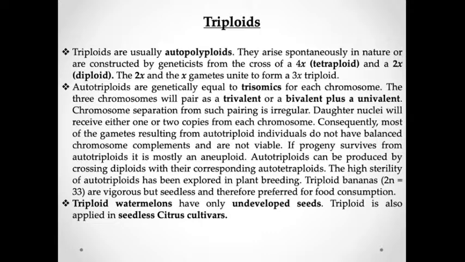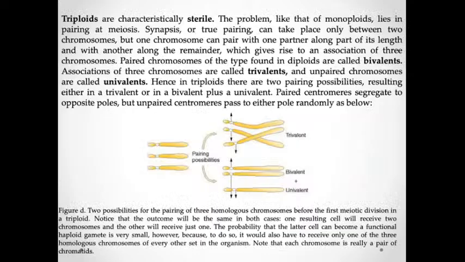They are part of autopolyploids, arise spontaneously in nature, and are constructed genetically by crossing tetraploids with diploids. In triploid watermelons the seeds are undeveloped. Triploidy is also applied in seedless citrus cultivars. So triploids give us seedless fruits at the end. Here are the possibilities in triploids: various trivalents could form, or bivalent plus univalent. So these are possible in that case.